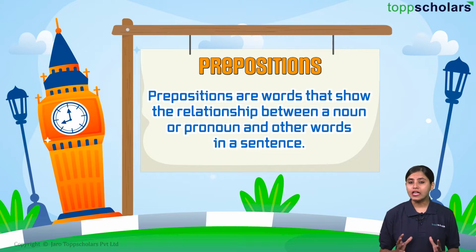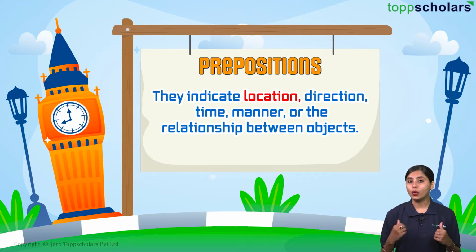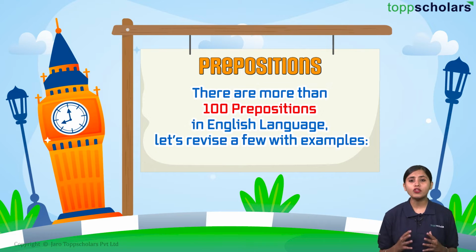Prepositions are words that show the relationship between a noun or pronoun and other words in a sentence. They indicate location, direction, time, manner, or the relationship between objects. There are more than 100 prepositions in the English language. Let's revise a few with examples.